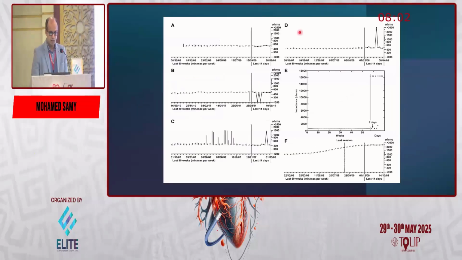This is the impedance trend for many other cases. This is the normal trend. Here we can see an abrupt drop in the impedance and then it goes back to the normal value. This indicates insulation breach. This is a connection disorder. We can see high impedance intermittent, then returning to normal, later on abrupt increase in the impedance, and same for lead fracture. And this is the electrode myocardial interface.